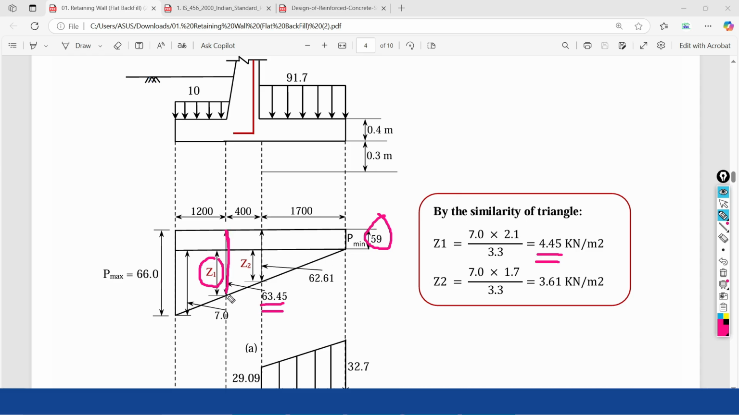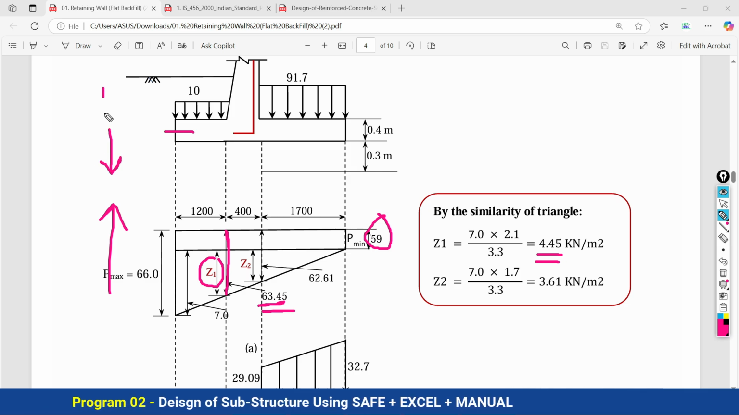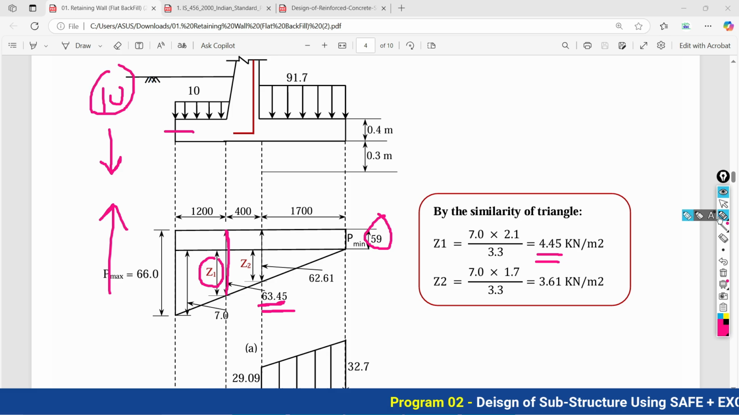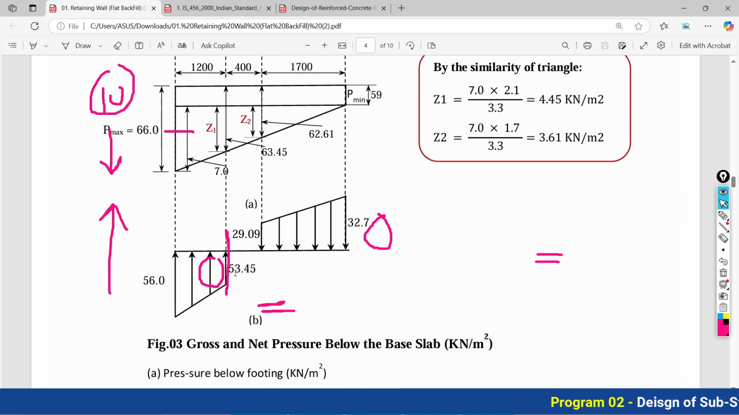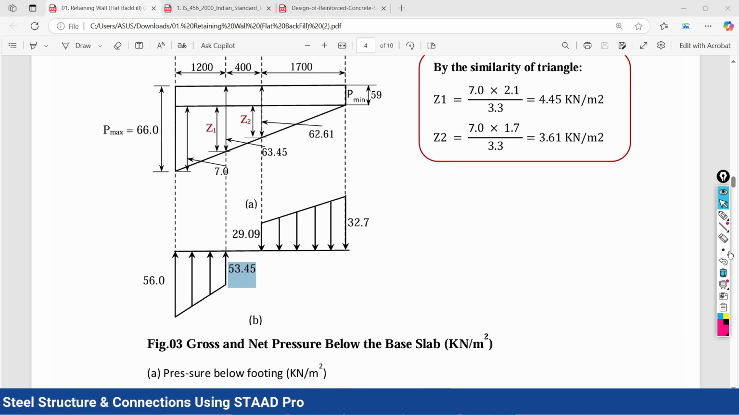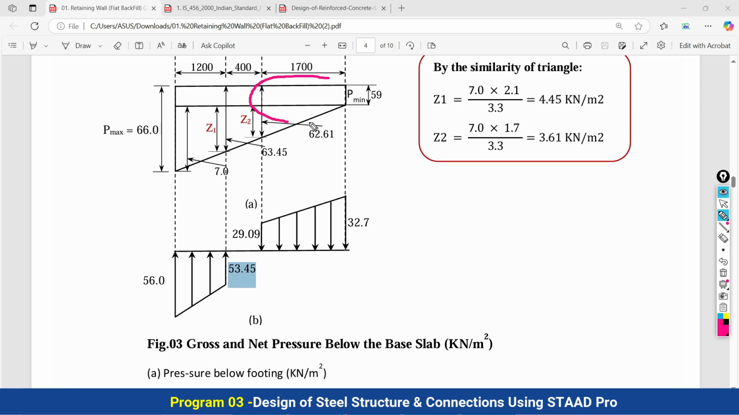63.45. Overall height is going to become 63.45 in upward direction, and the weight of the toe is in downward direction as 10. So 63.45 minus 10, we are getting the resultant pressure as 53.45. This is the value we are getting, and the same calculations are needed on this side also for the portion of the hill.